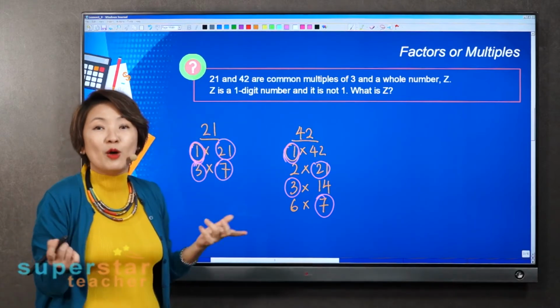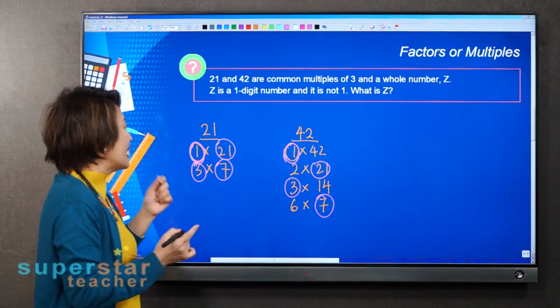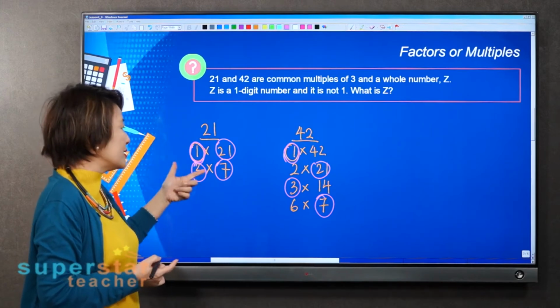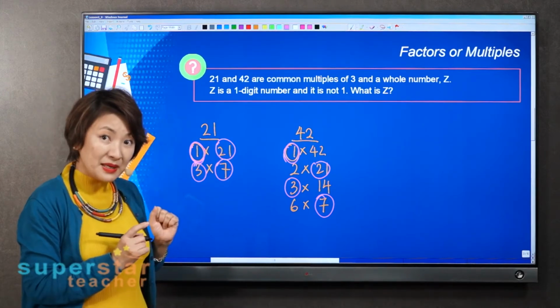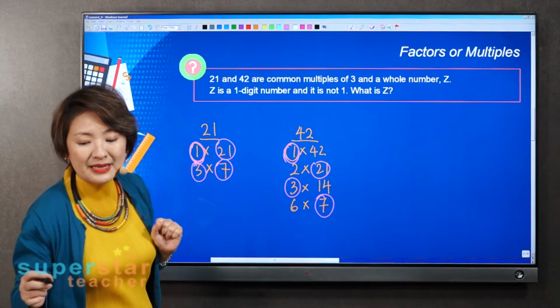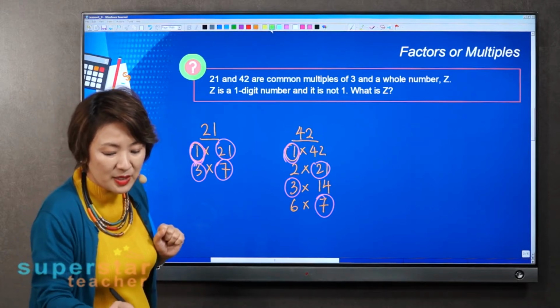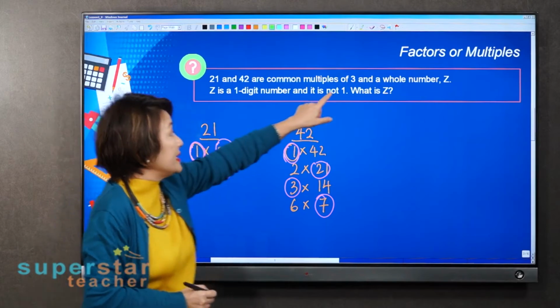So basically, I'm looking for common factors. Okay, what are the common factors? 1, 3, 7, and 21. Which number will I pick? Well, 3 is already done. It's already used, so I will not use 3 because it's already here.